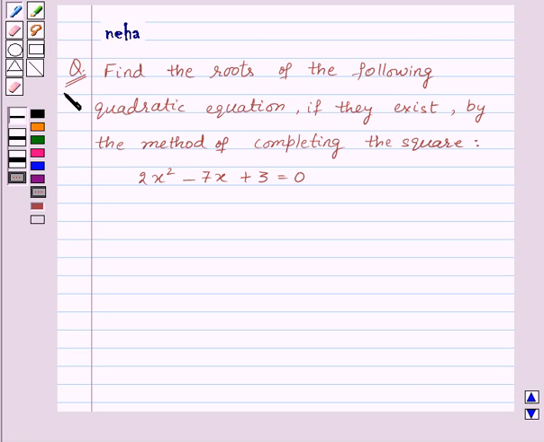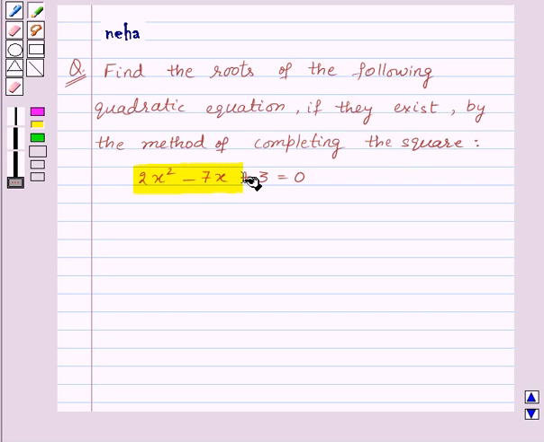The question says, find the roots of the following quadratic equation if they exist by the method of completing the square. And the given equation is 2x square minus 7x plus 3 is equal to 0. Let's see its solution.